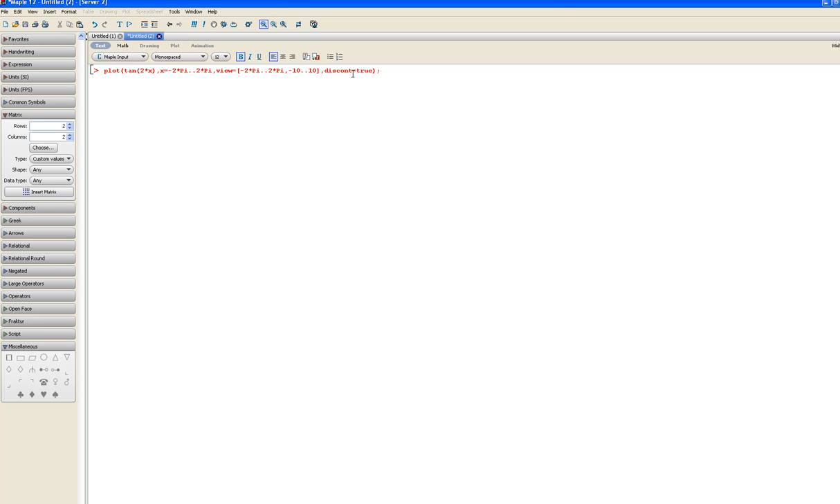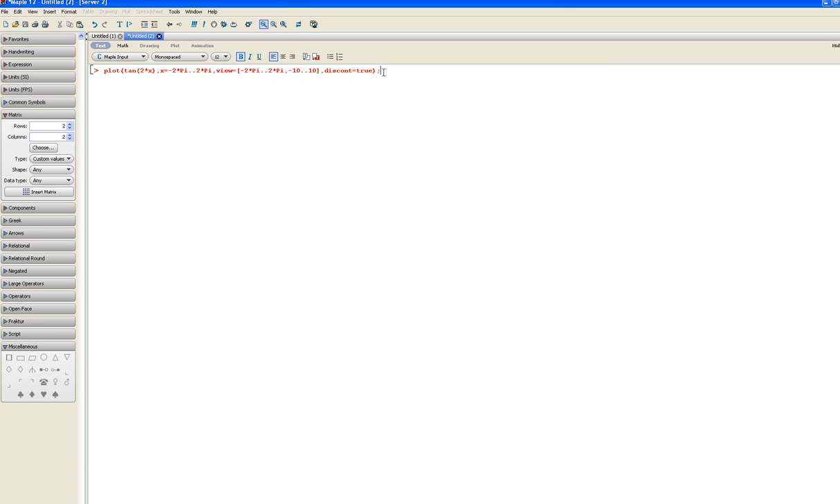Now what this says is that this graph is a discontinuous graph, and as you know, the tangent of x blows up as x approaches pi halves, because the tangent of x is the sine divided by the cosine, and so when the cosine gets close to zero, it just is going to become unbounded. That's why we have to put this here.